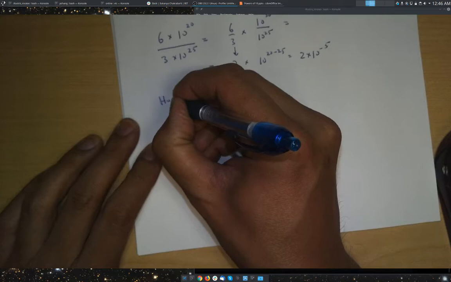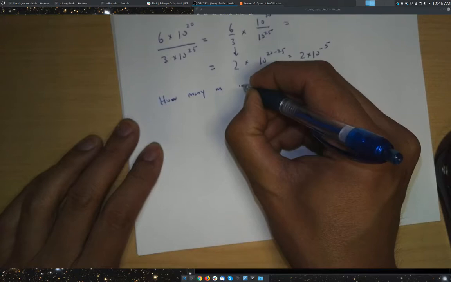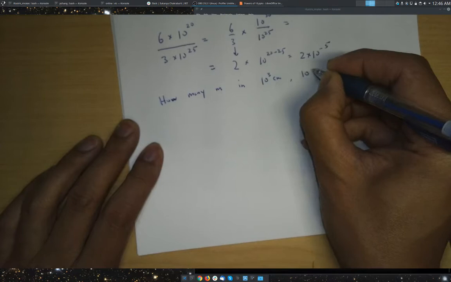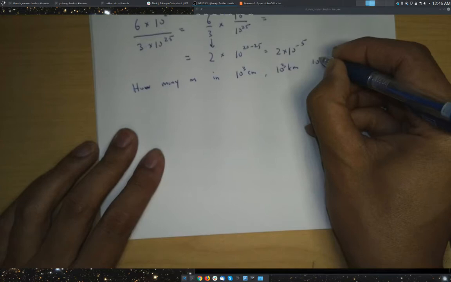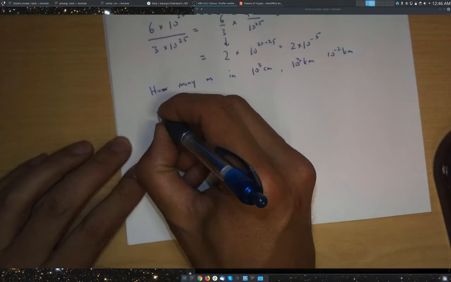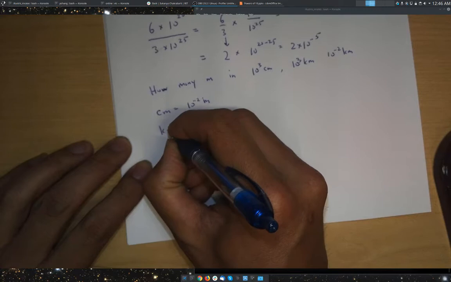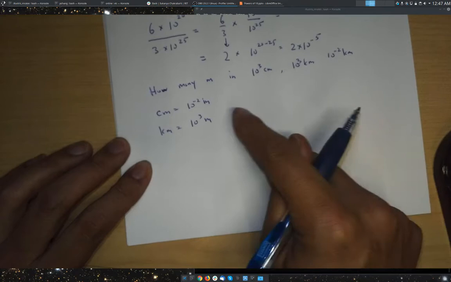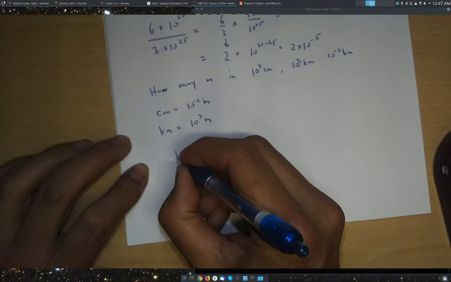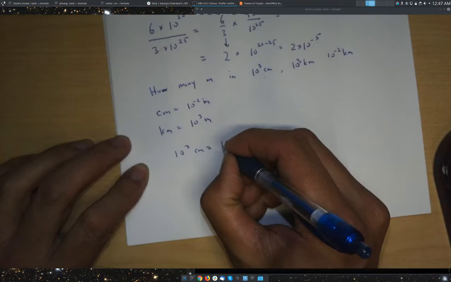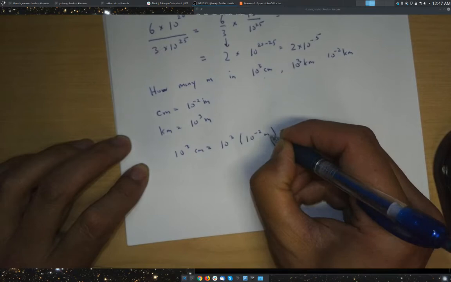How many meters in 10 to the 3 centimeters, 10 to the 3 kilometers, and 10 to the minus 2 kilometers? We have to keep in mind that a centimeter is equal to 10 to the minus 2 meters, and a kilometer is equal to 10 to the 3 meters. With this knowledge and the powers of 10 notation we just learned about, we can figure this out. So 10 to the 3 centimeters is equal to 10 to the 3 times 10 to the minus 2 meters, because that's what a centimeter is.